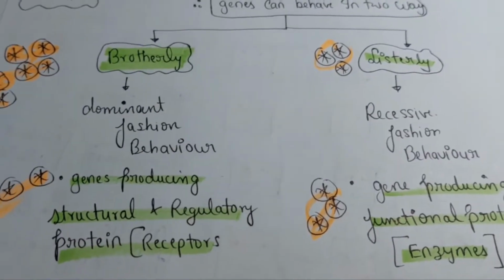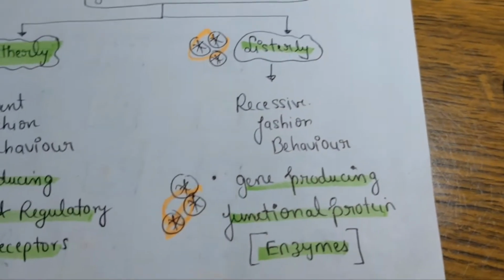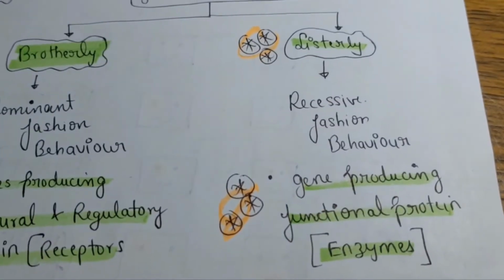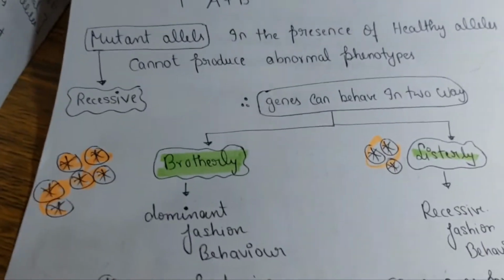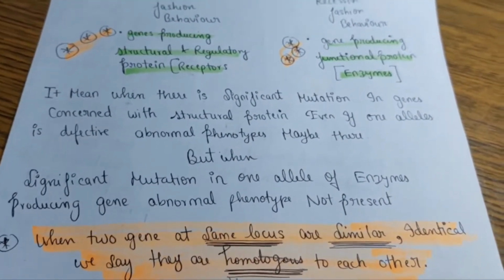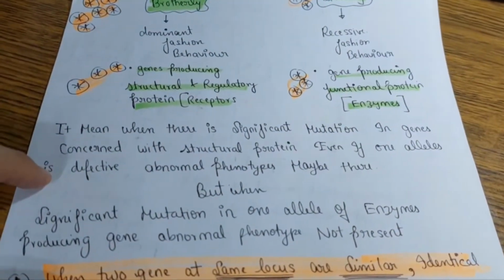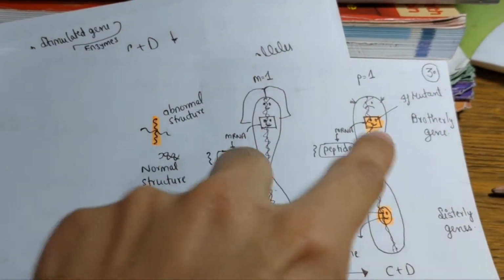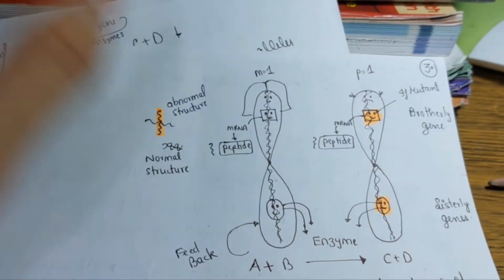Dominant behavior is usually associated with genes which are responsible for producing structural and regulatory proteins, whereas recessive behavior is observed mostly in genes which are responsible for producing functional proteins such as enzymes. Regulatory proteins are receptors. So the conclusion of this brotherly and sisterly gene concept is that when there is a significant mutation in genes concerned with structural proteins, even if one allele is defective, an abnormal phenotype will be there. As we saw, these brotherly genes are mostly associated with structural genes and regulatory genes. So even if one gene is mutant, the phenotype will be affected.